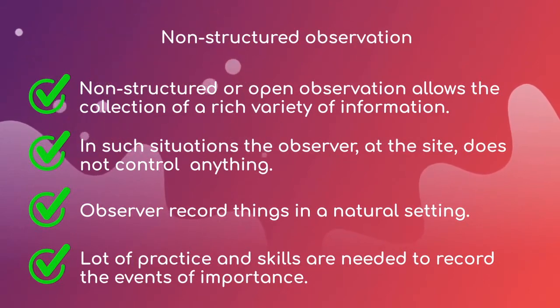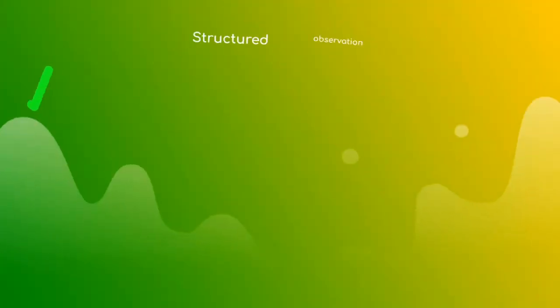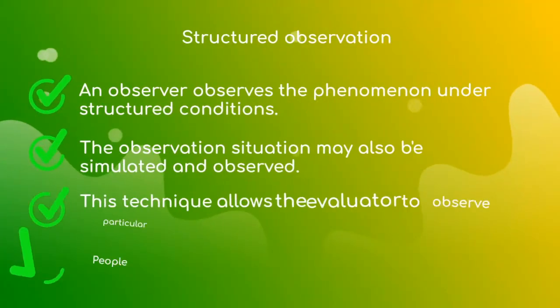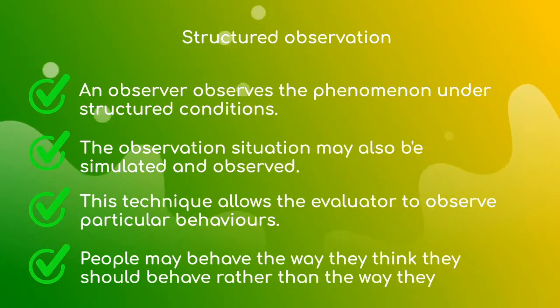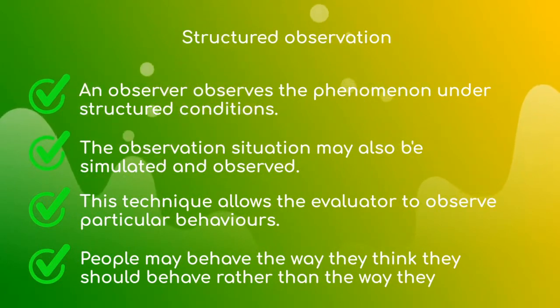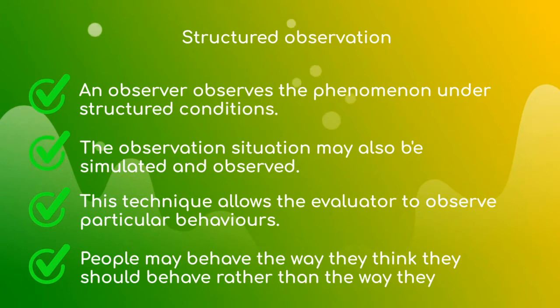The observer records things in natural settings, and a lot of practice and skill is needed to record the events of importance. Whereas in a structured observation, the observer observes the phenomena under structured conditions and the situation may also be simulated and observed. Techniques allow the evaluator to observe particular behaviors, and people may behave the way they think they should behave rather than the way they really behave.